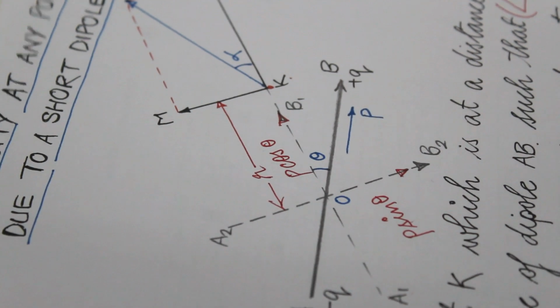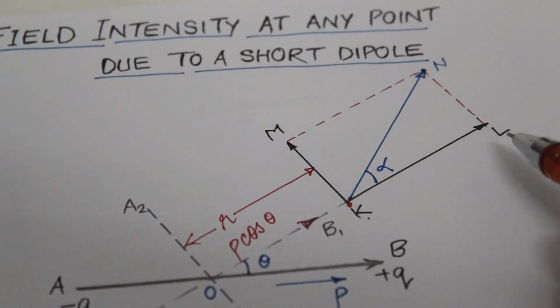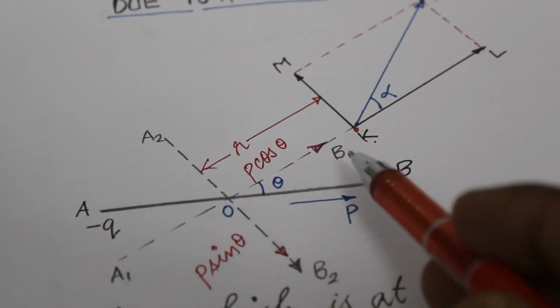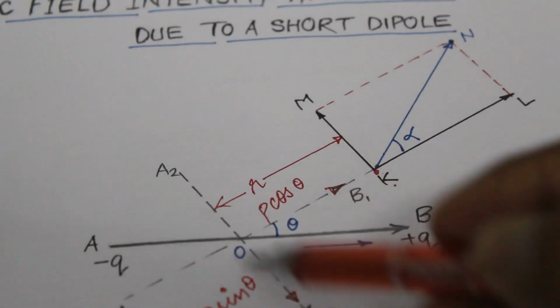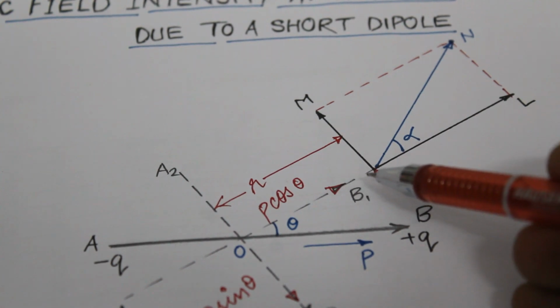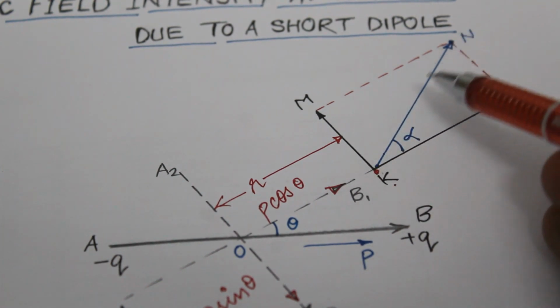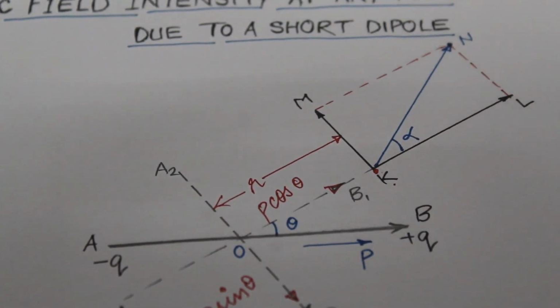So as you can see in this diagram, KL will denote the intensity of electric field due to this dipole, and KM will denote the electric field intensity due to this dipole. As electric field intensity is a vector quantity, we can find out the net electric field intensity, which will be given by KN. Now we need to find out this KN.